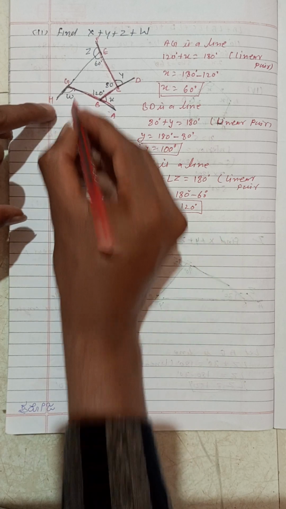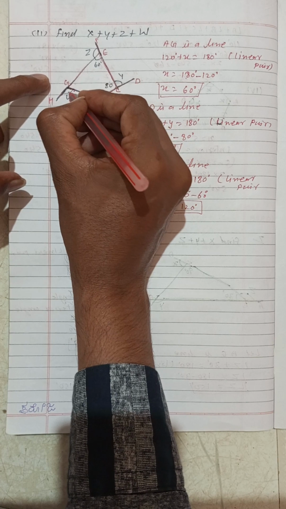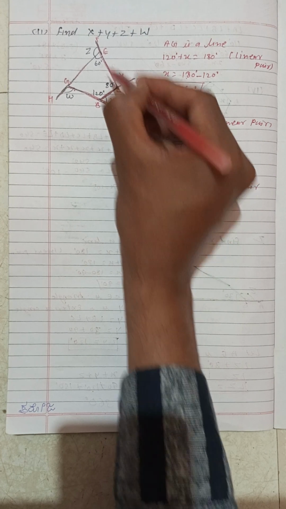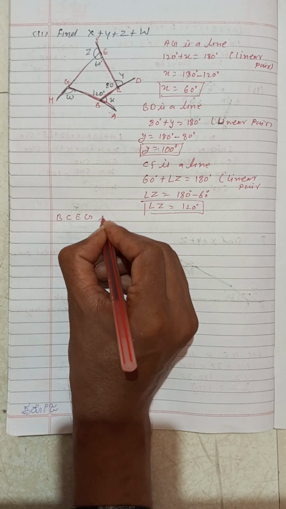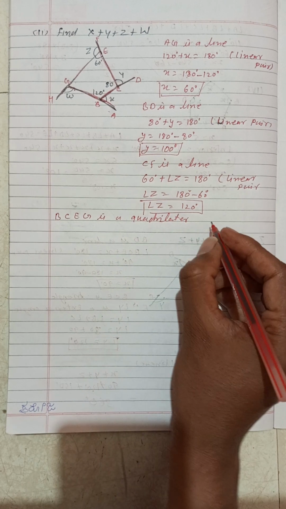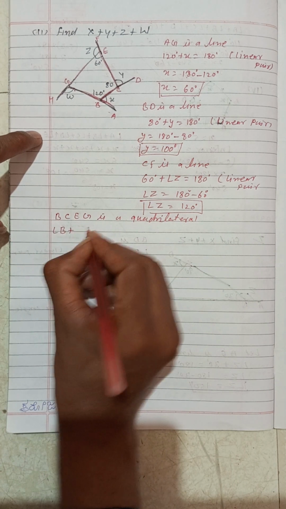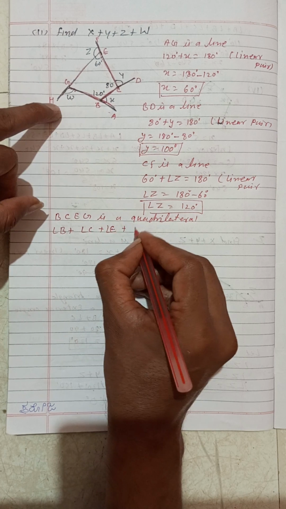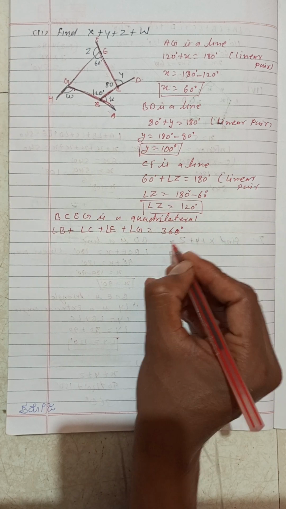Now we are going to find angle W. Now these angles we don't know, here also we don't know. So now it is a quadrilateral. B C E G is a quadrilateral. So in that, angle B plus angle C plus angle E plus angle G is equal to 360 degree, because the interior angles of a quadrilateral add up to 360 degree.